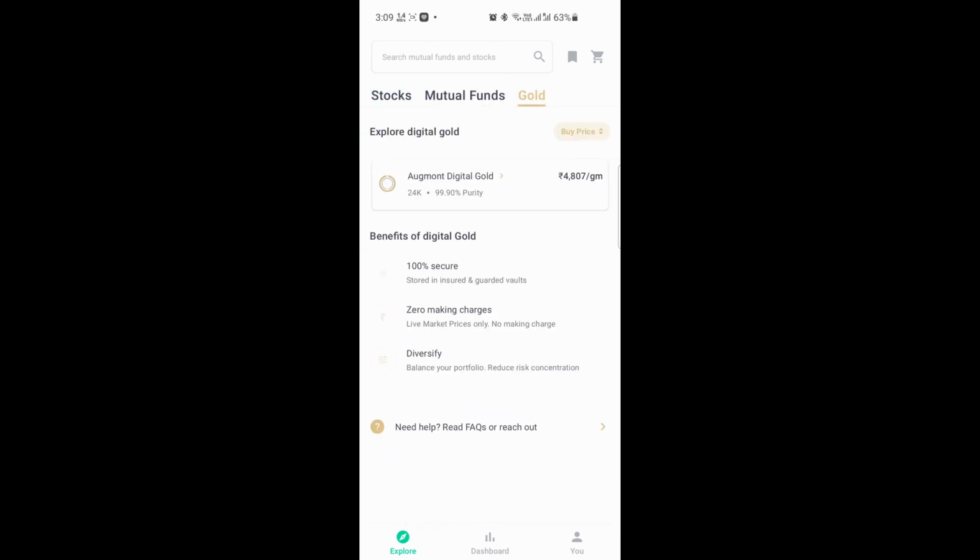And also you could start buying gold if you want, through the Groww app too. It's digital gold, you won't be delivered any gold, but you'll have a certificate telling that you have a certain gram or certain weight of gold in your demat account.